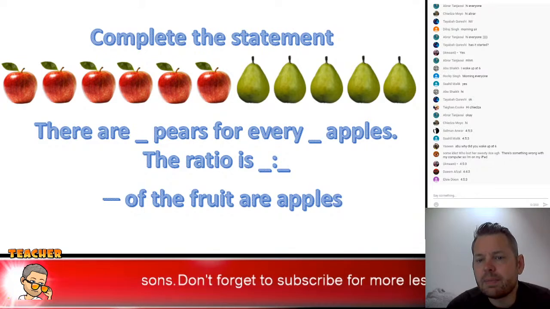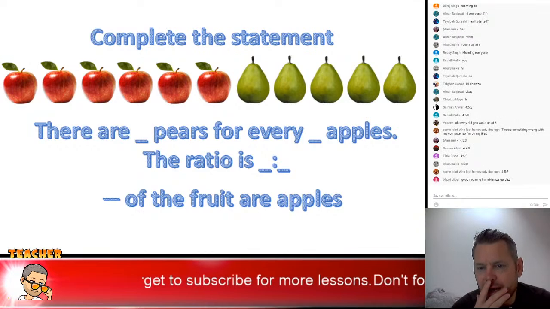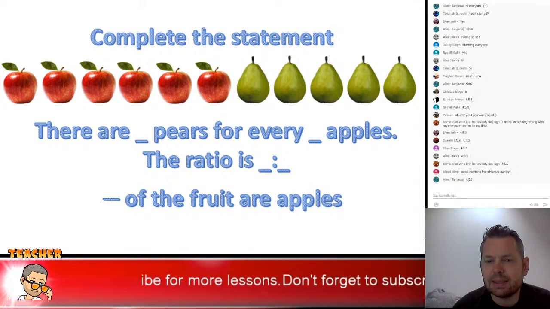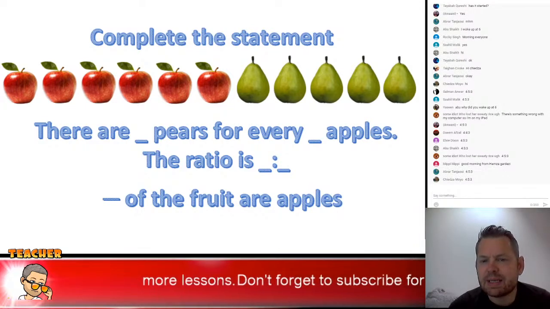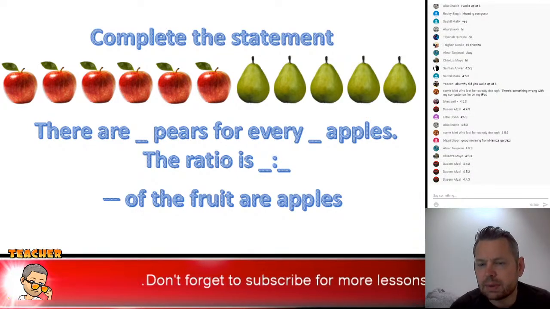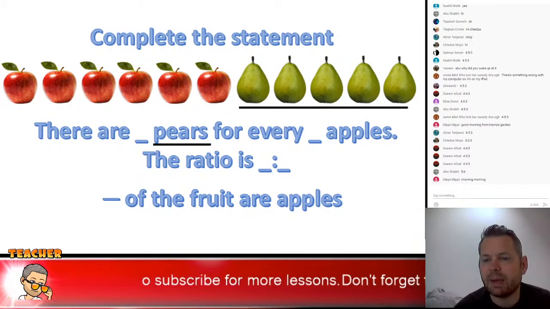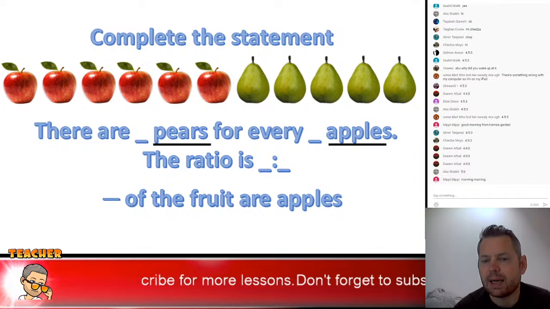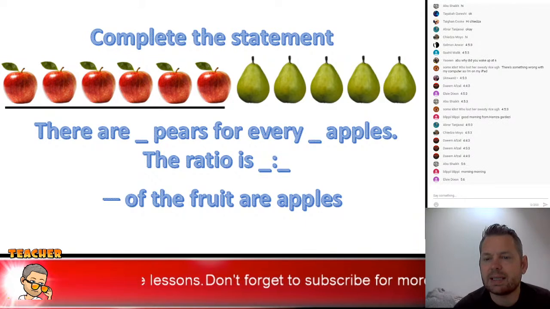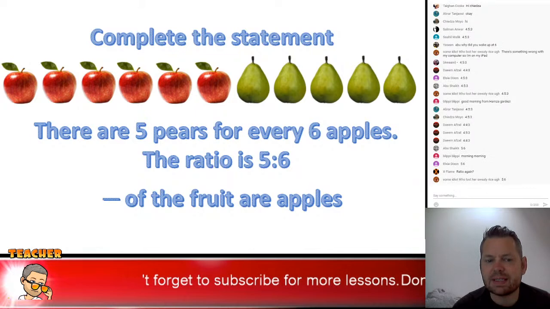Then we looked at comparing a pictorial image. So we looked at it and said, right, okay, so we have X amount of pears and X amount of apples. And the statement says there are X pears for every Y apples. And the ratio is this. So in order to do this, we need to count how many pears there are and count how many apples there are. Okay, which is fairly simple. So we're going to say there's 5 pears and there is 6 apples. So the ratio is 5 to 6.